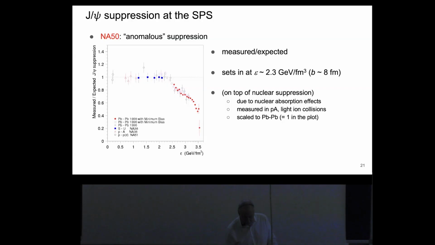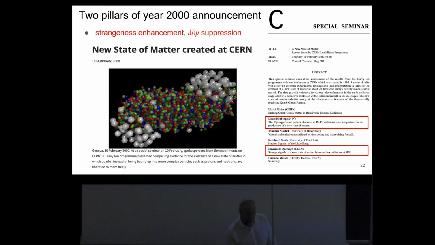which then increases very swiftly when you go to more and more central collisions. There were many more observations, of course, but these were the two key points used as a basis for the press release made at CERN in the year 2000, announcing the discovery of a new state of matter, which, that was the wording at the time, exhibited many features of the sought-after quark-gluon plasma.